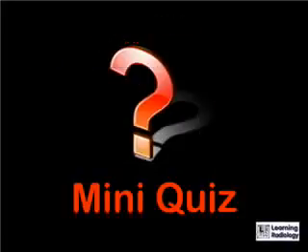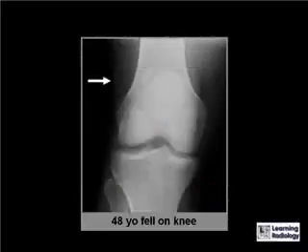So here's your mini quiz. Obviously, it's going to involve a pitfall. This is a 48-year-old who fell on their knee. This is a frontal radiograph. The arrow points to the point of maximum pain. Do you think this is a fracture or not?